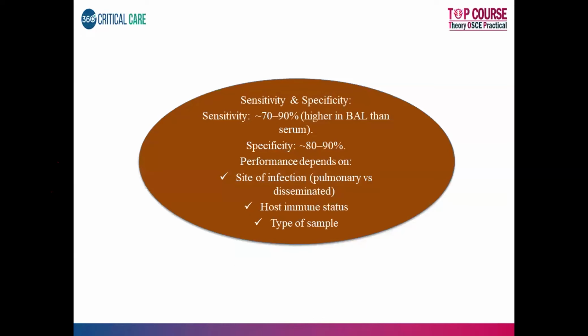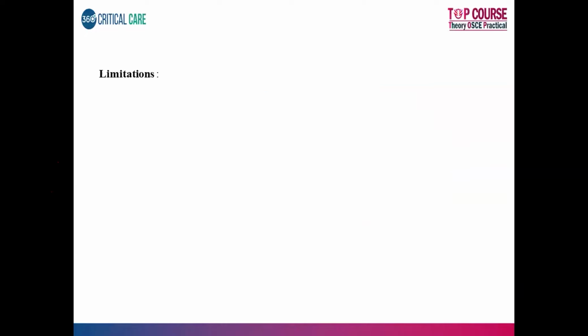Now coming to the sensitivity and specificity. Sensitivity is around 70 to 90%, but for BAL, the sensitivity is still higher. Specificity is around 80 to 90%, and the performance depends on the site of infection, the host immune status, and the type of sample that you send.